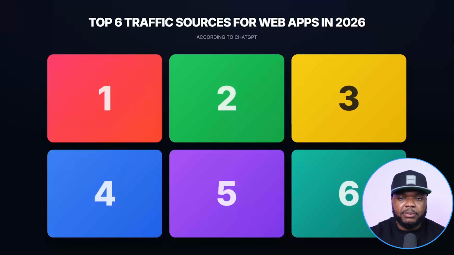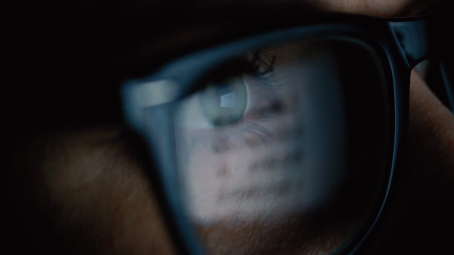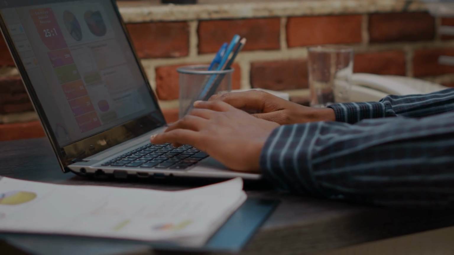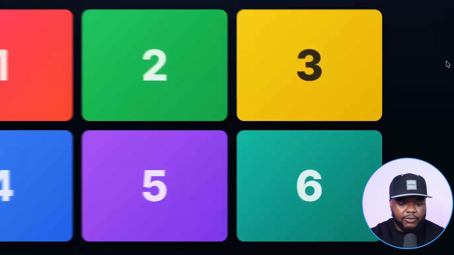This is what ChatGPT came back with. I'm going to go through each one from 6 to 1. I'm going to show you the different traffic sources, and I'm also going to show you a real life active web app that's using that traffic source right now, just so that you have an idea as to how you can potentially do all of this yourself. You're going to be able to pick the best traffic source depending on what your web app is or the idea that you're thinking about. So let's start off with number 6.